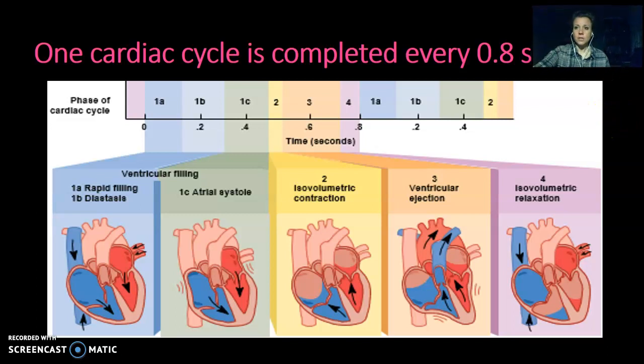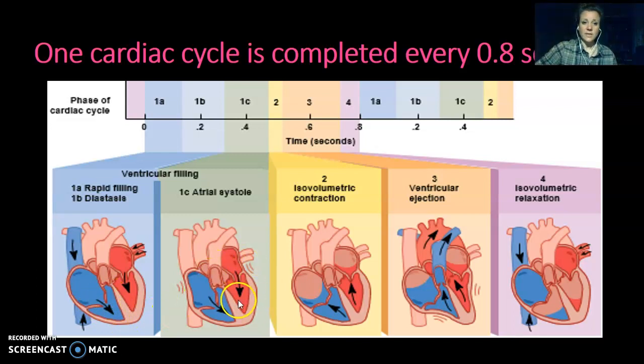Okay, so as I said, one cardiac cycle is happening every 8/10 of a second. And so what we have going on here are the different phases of our cardiac cycle. In phase number 1, we have rapid filling, which is happening because all of the chambers are relaxed. And so we have passive filling of the atria and of the ventricles. So blood is just passively entering our right atrium through the inferior and superior vena cava, and filling the right atrium is just passing right through our AV valve and starting to fill our ventricles.